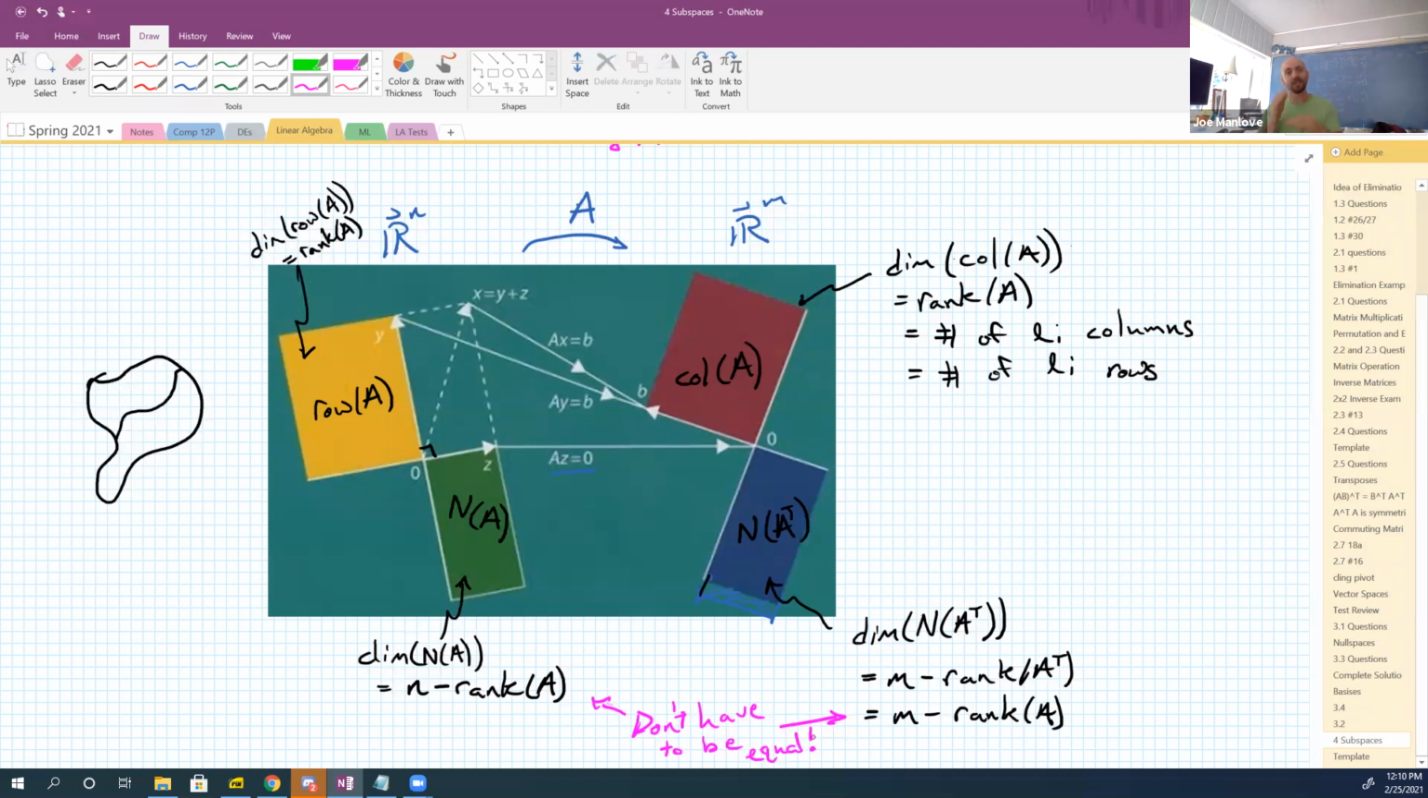Like the x-axis and the y-axis have the same dimension, right? They're each dimension 1 as subspaces of R, whatever. But they're not the same space, right? Even though they're the same size, they're different spaces. So same thing here, right? The column space and the row space can be wildly different spaces, but they have to have the same dimension. Everybody good with that? Yep.